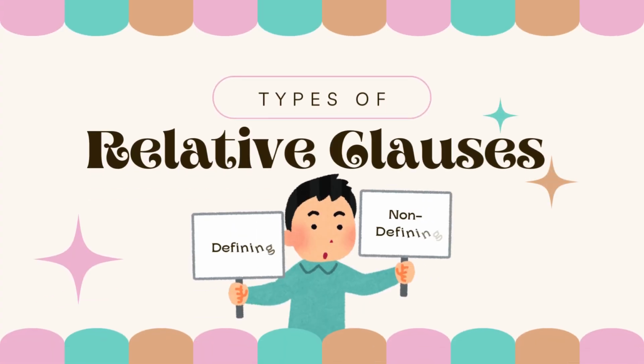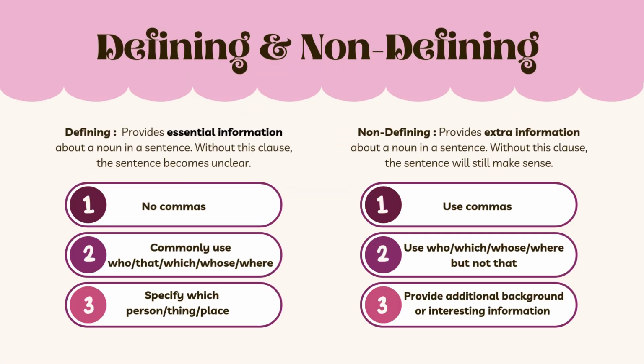Now, we are going to dive into types of relative clauses, which are defining and non-defining clauses. Let's talk about defining clauses first. These clauses provide essential information about the noun in the sentence. Without them, the sentence becomes unclear. They do not use commas and specify which person, thing, or place. Defining clauses commonly use words like who, that, which, whose, and where.